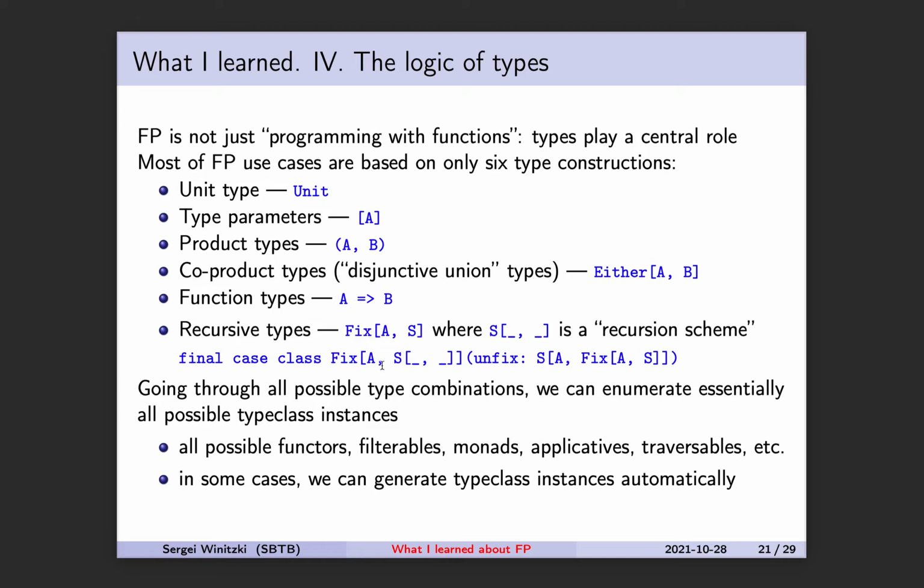And going through all of possible type combinations with these constructions, you can enumerate essentially all possible type class instances. You have to check that laws hold in each case, which is a lot of work. But once you have done this work, you have essentially all possible functors, filterable functors, monads, applicatives, traversables, and so on. And in some cases, you know how to generate the type class instance automatically. You can write a macro or a code generator in some cases.